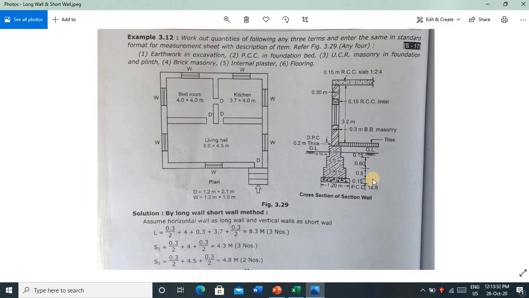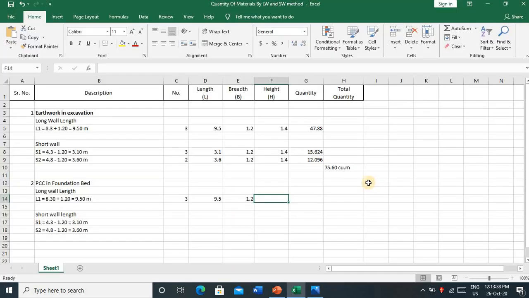So the height of PCC is 0.15. You need to write 0.15 in the height column, and the total quantity will be, multiply this 3 into 9.5 into 1.2 into 0.15. Total quantity is 5.13.